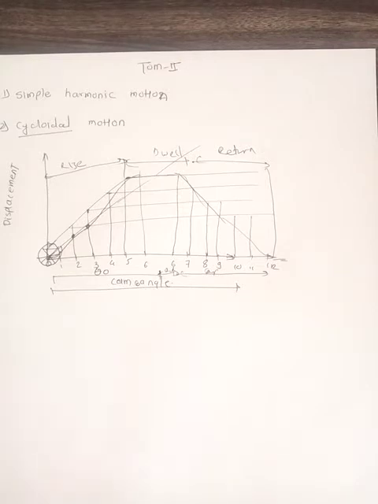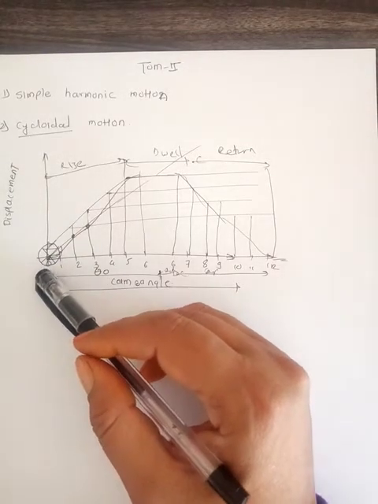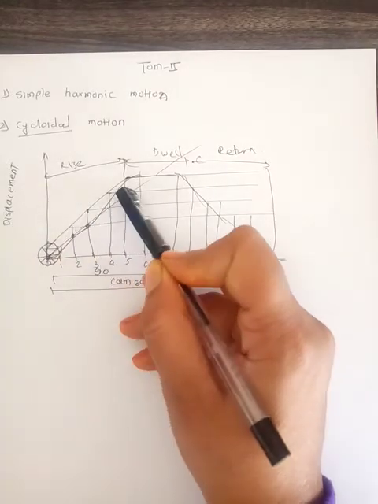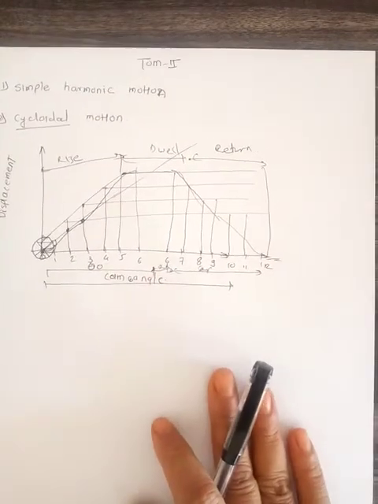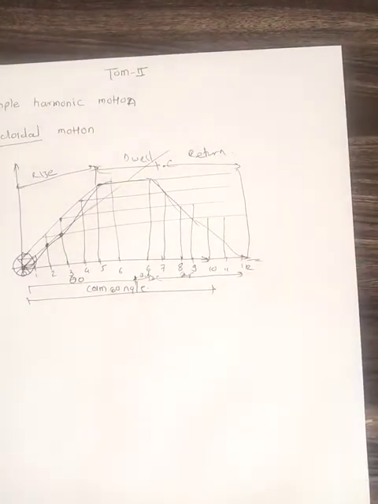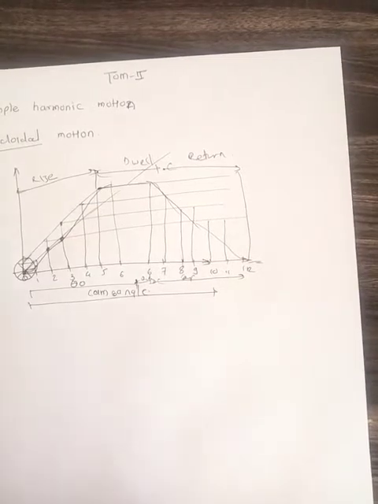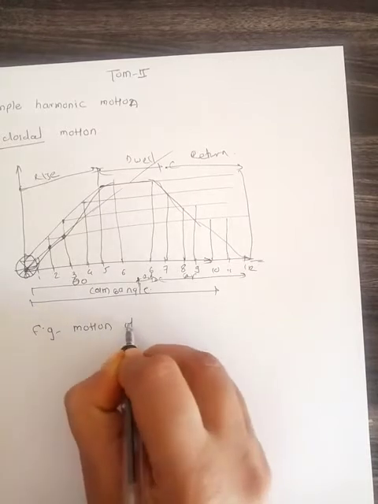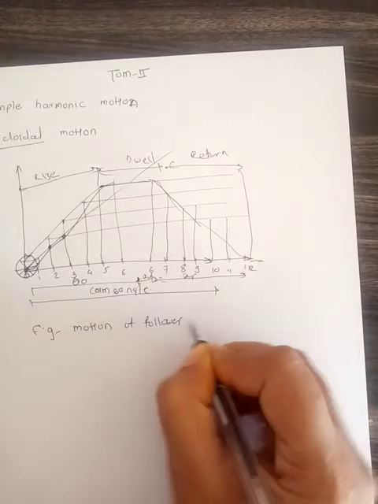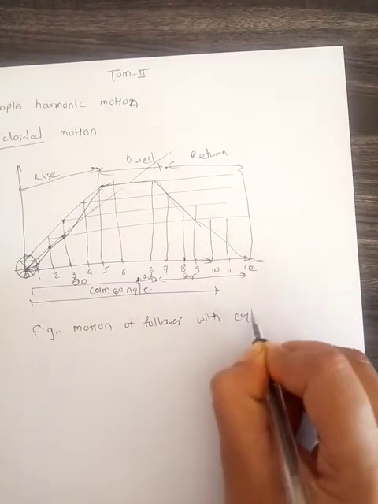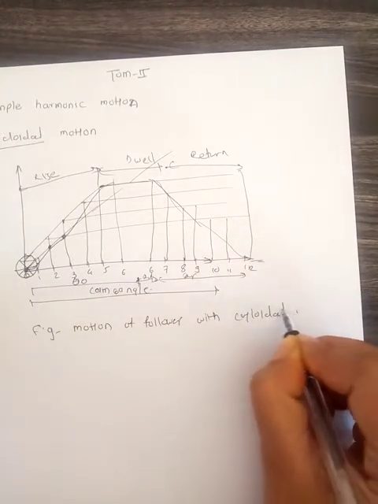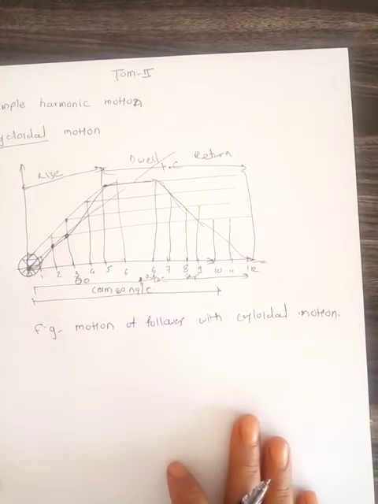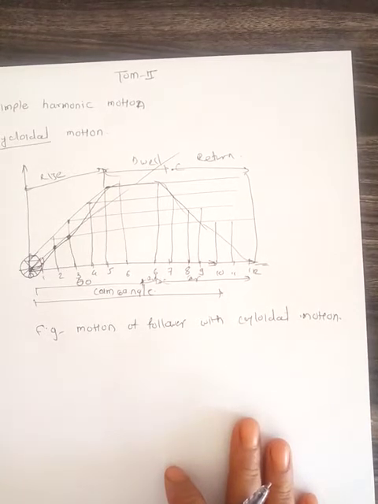Now, how is the cycloid motion? The cycloid is nothing but the locus of a point on a circle which rolls on a straight line. This figure shows the motion of the follower with cycloid motion. Then how is the displacement diagram drawn using the cycloid motion?